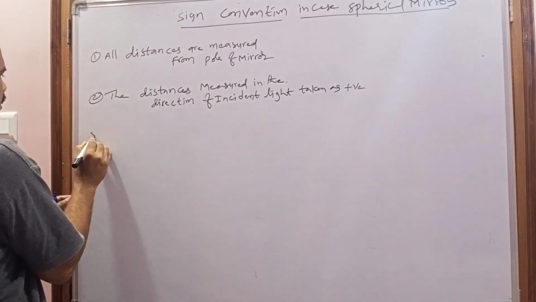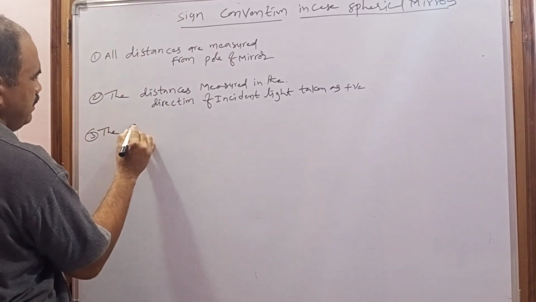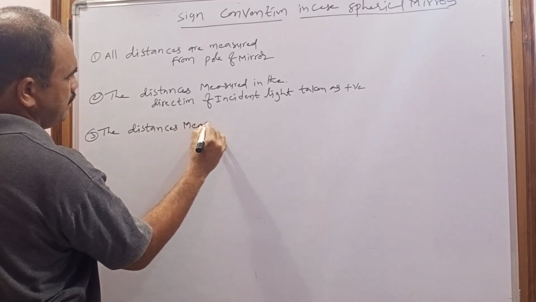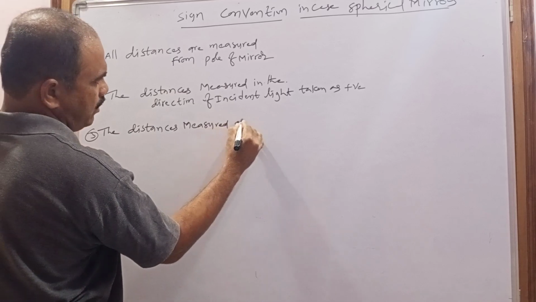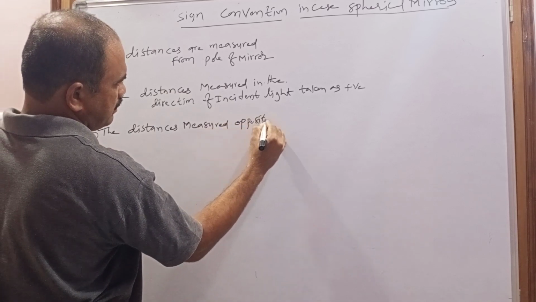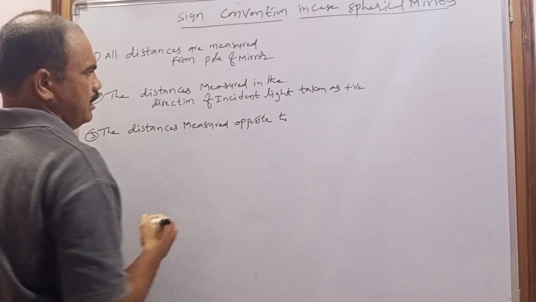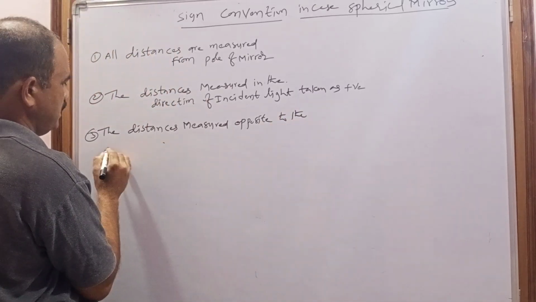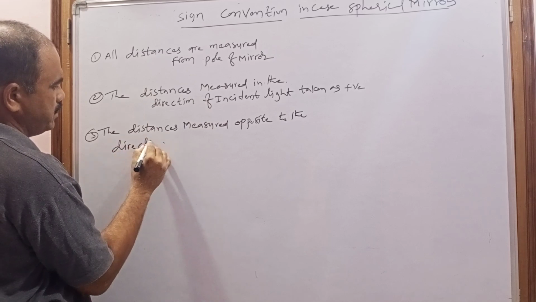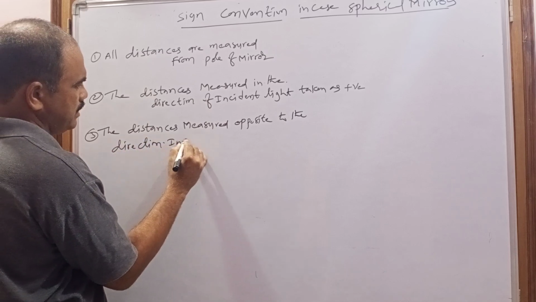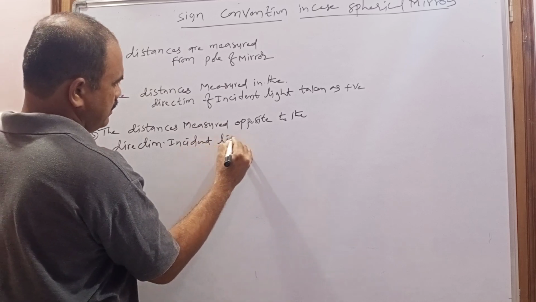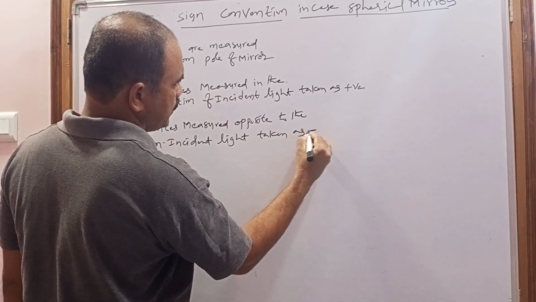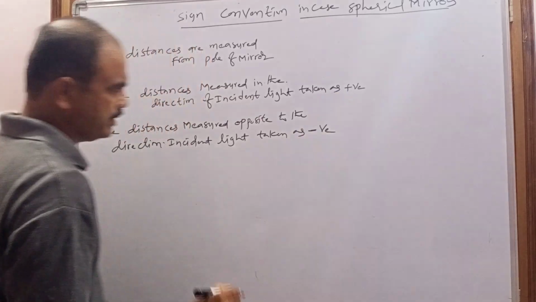And next, the third one, the distance measured opposite to the direction of incident light is taken as negative. Negative means minus, positive means plus.